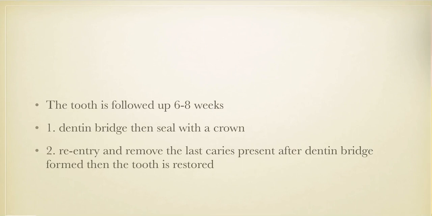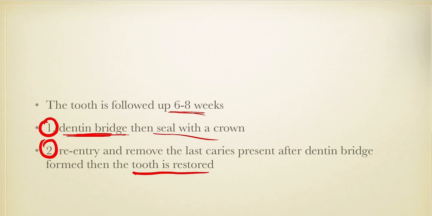Then the tooth is followed for 6 to 8 weeks. We look at the dentine bridge which is formed. Then we seal it with a crown. There are two alternatives: either you leave the dentine bridge, which is formed, or you do a re-entry and remove the last caries present after the dentine bridge, and the tooth is then restored. So you have two options: you just leave it, or you do the re-entry.